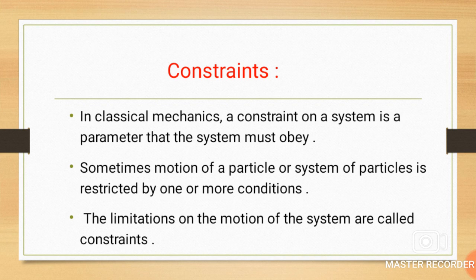Sometimes the motion of a particle or a system of particles is restricted by one or more conditions. Just like in a circle the radius must be constant, so this is a restriction by one condition. The limitations on the motion of the system are called constraints. In short, there is a limitation on a particular system, and this system is called a system with a constraint, or simply we call it a constraint.